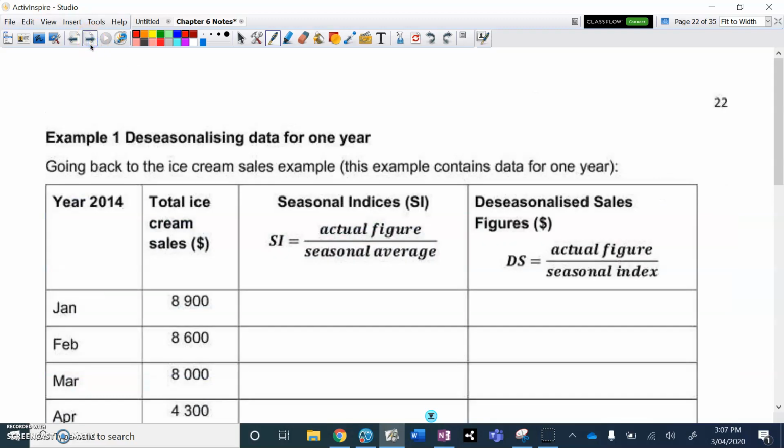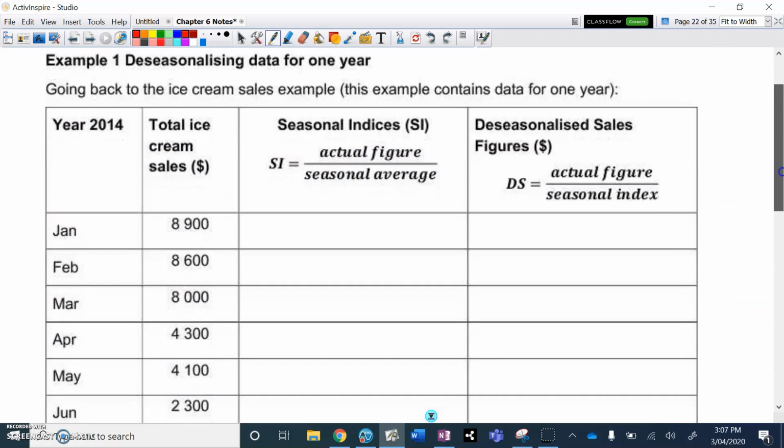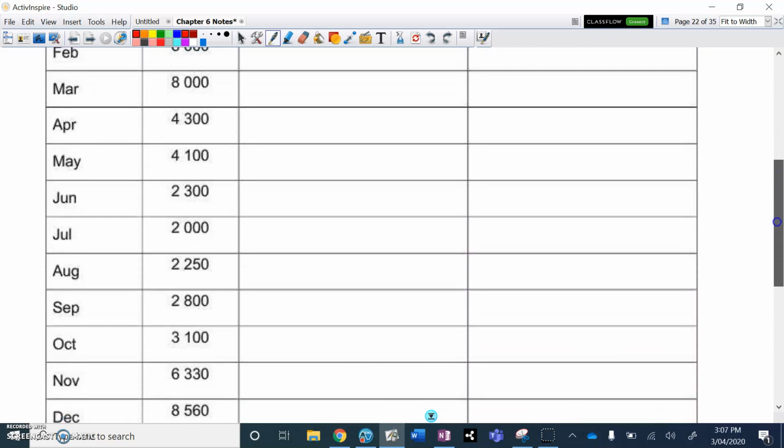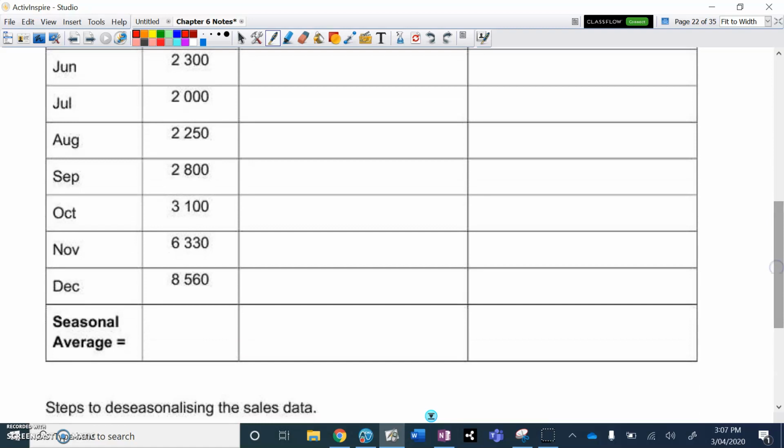Then when you flip the page, there's the ice cream example again. Going back to that same data that we've used for both mean smoothing and median smoothing, we're going to try deseasonalising this data as well and see which one is the best method for this particular data. The first thing you need to do when you're deseasonalising data is to find an average. So we want to find the monthly average for that year. To do that, obviously, we add the 12 sales figures and divide by 12.